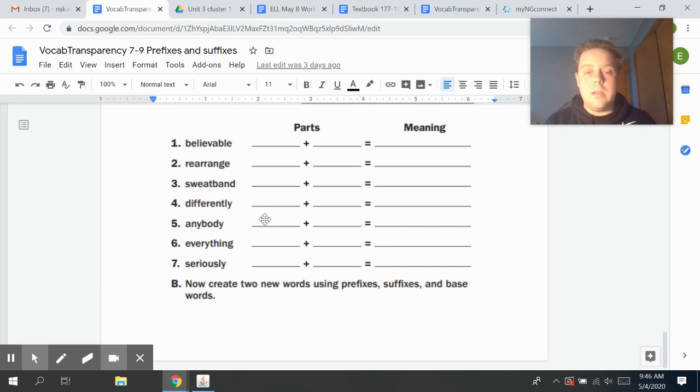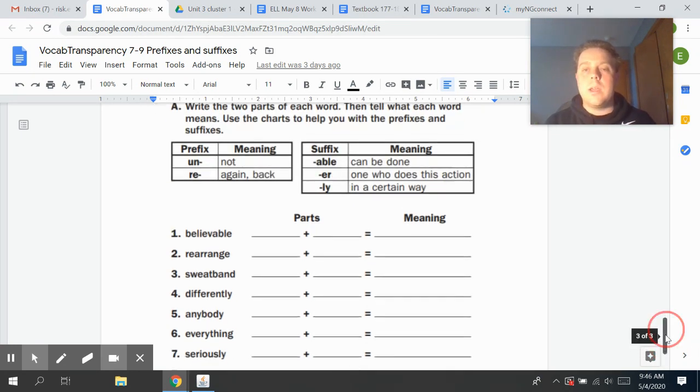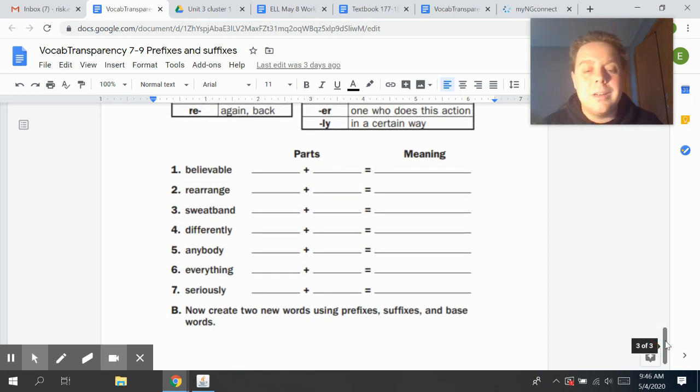Anybody, any plus body, any person, anybody. Everything, okay, every plus thing. So a teacher might say turn in everything. That means turn in all the things that you have. Seriously, serious plus ly, so serious in a certain way. You could say, I do not take her seriously. I do not take her serious in that way.